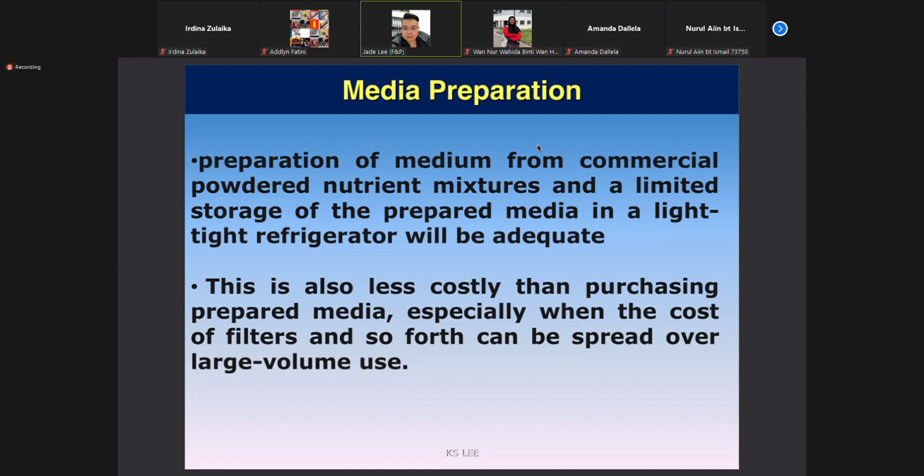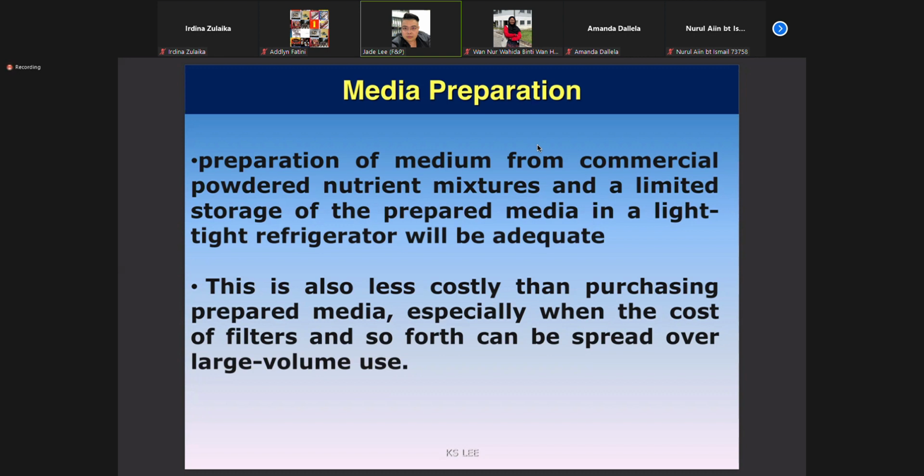So sometimes, remember, you need to filter your media. Okay, and the filter can be quite expensive as well. So you need to always see the budgeting. You always need to do the good calculations. Which one is better? Which one is more economical?